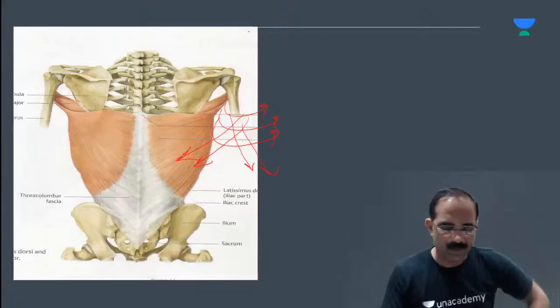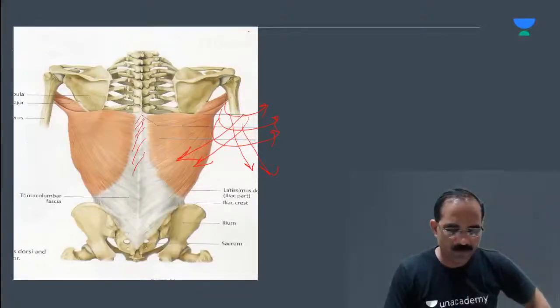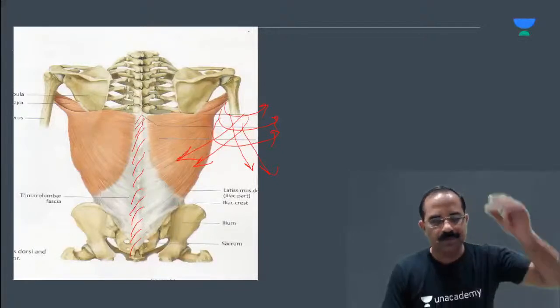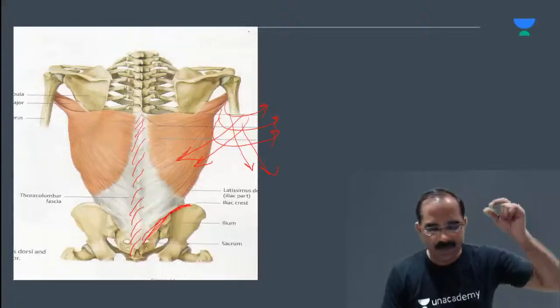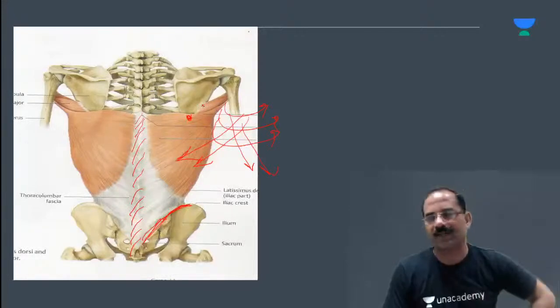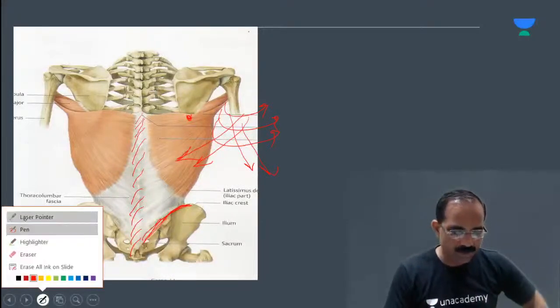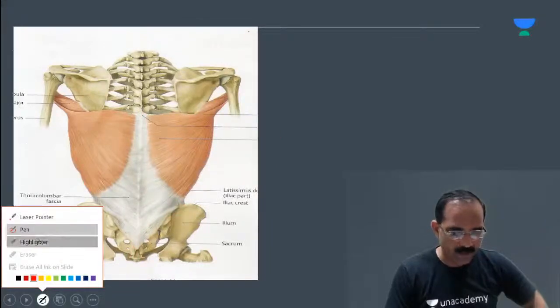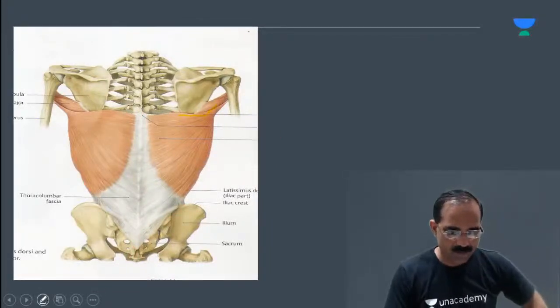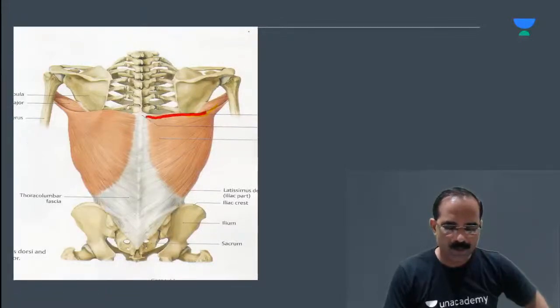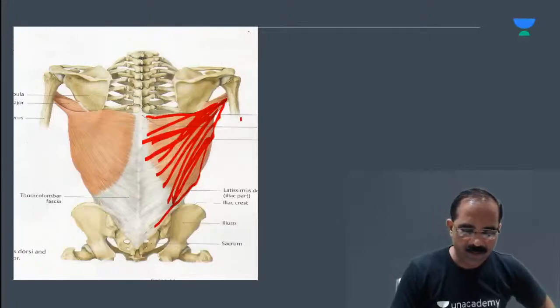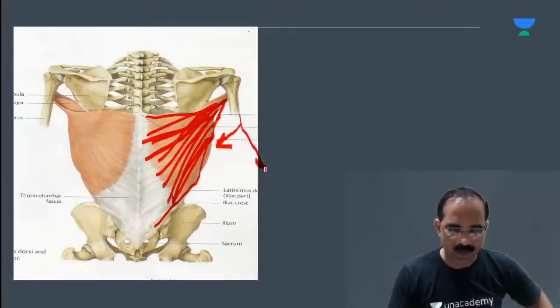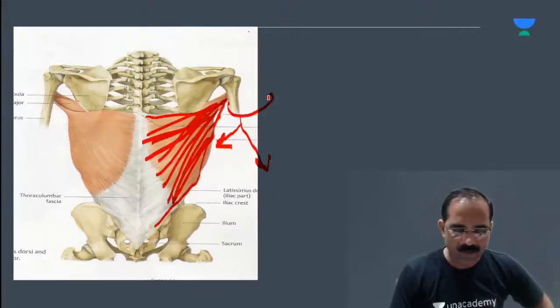Once again, this latissimus dorsi is very important. What is the origin of this latissimus dorsi? It begins from the spines of the thoracic, lumbar and sacral vertebrae, from the iliac crest, and from the inferior angle of the scapula. This entire big muscle gets inserted into the floor of the bicipital groove. When it contracts, it takes the arm towards the body, that's adduction. It takes the arm backwards, that's extension. And it turns the arm inwards, that's medial rotation.